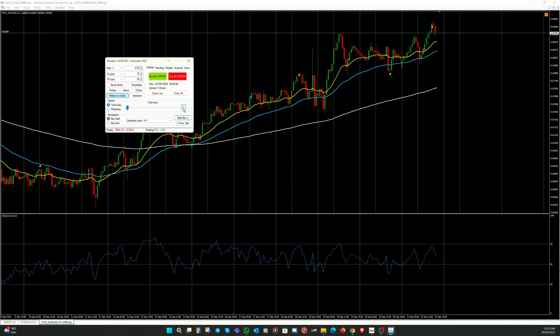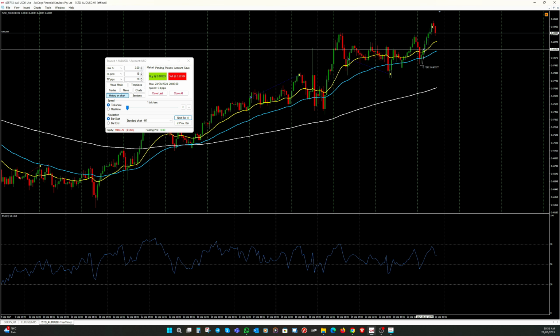Okay, that one was a good setup, and this is kind of the setup I'm looking for. I pull back to the EMAs, whether it's to the 20 or the 50, and then I close above the 20, and that's our entry point. Measure the stop loss below the swing low, so that was around about 18 pips in this example, and we go 1.5 for the target.